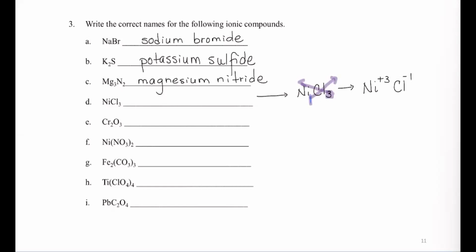The name for this compound is going to be nickel in parentheses, Roman numeral 3, and this is chloride. Okay?